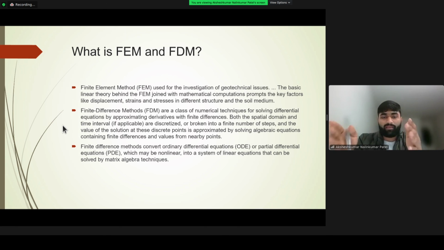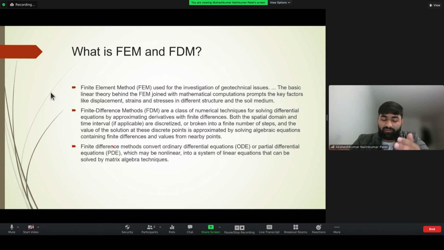It is a key part of that method. In the finite difference method, when we have a very big or complex equation, we divide it into small finite parts and take derivatives of that. We need to think that both the spatial domain and the time domain are discretized, and can be broken into a number of steps, so it can reduce the complexity of the equation to solve, and we can easily find the value by using some algebraic formulas.